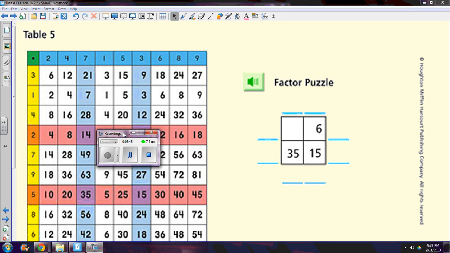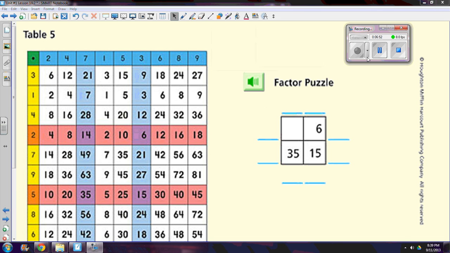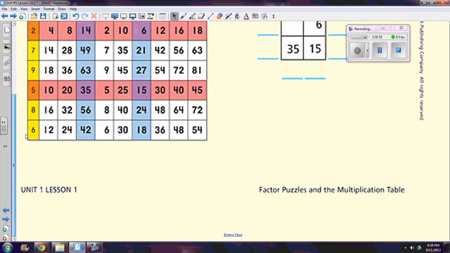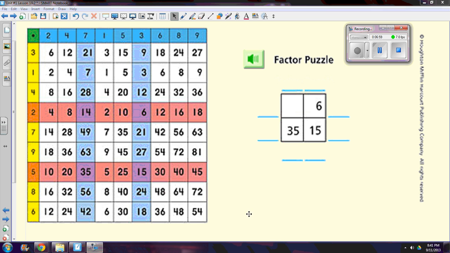I believe this is table 5. This is problem number 3. It looks like it's cut off over there. So here's our factor puzzle. We have 6, 15, and 35.